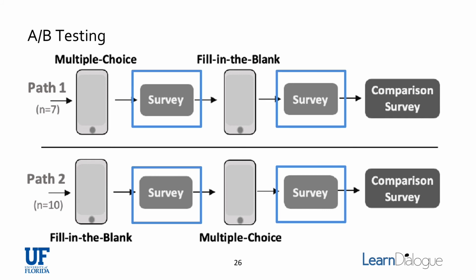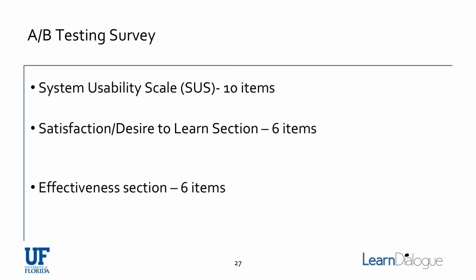We will now discuss the highlighted survey, which was given to the participants after using each version of the prototype. This survey had 3 parts: a system usability scale, also known as SUS, a satisfaction desire to learn section, and an effectiveness section. All sections presented a series of statements that would be scored by the participants using a Likert scale.